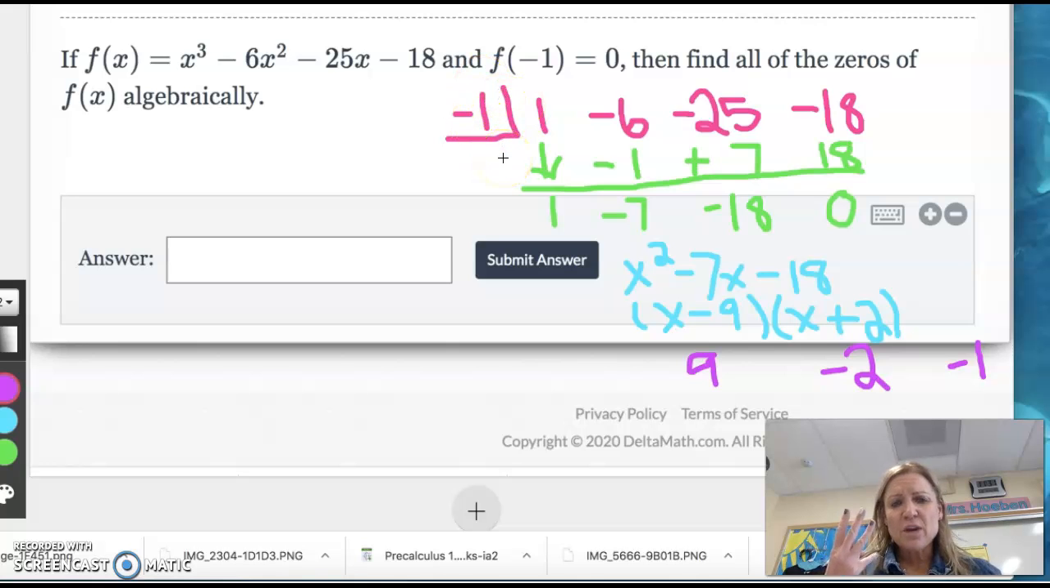Okay, so most of these are going to have 3 answers if they're to the 3rd power. If they're to the 4th power, they're probably going to have 4 answers, but most of them are to the 3rd power.